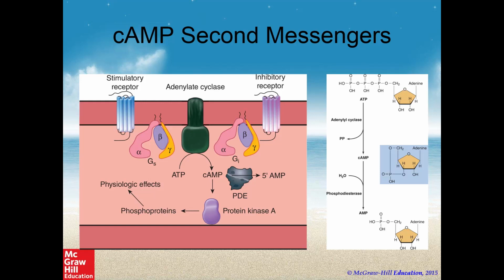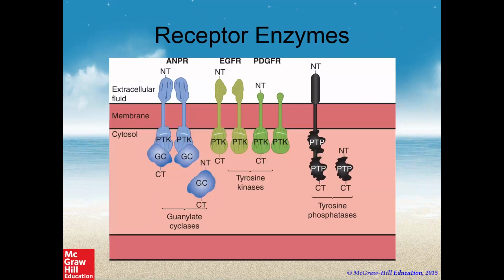And then all cyclic molecules found in the intracellular fluid, whether it's cyclic GMP or cyclic AMP, are deactivated by phosphodiesterase enzymes. Phosphodiesterase enzymes take a cyclic molecule and make it linear. Once it's linear, it's inactive. And cyclic AMP activates a different protein kinase called cyclic AMP dependent protein kinase, or protein kinase A. And that's what I just went through there.